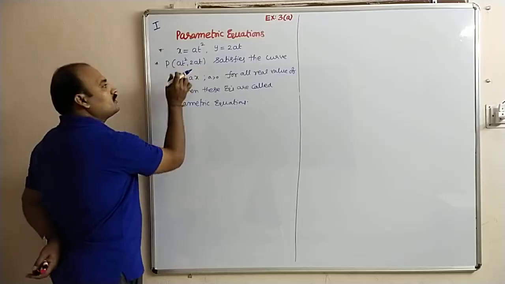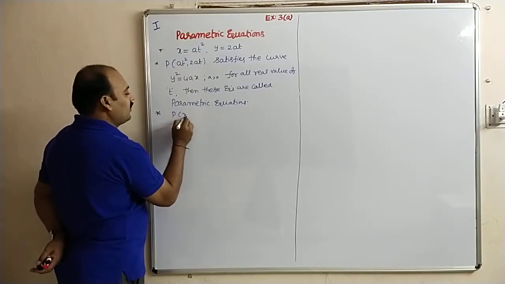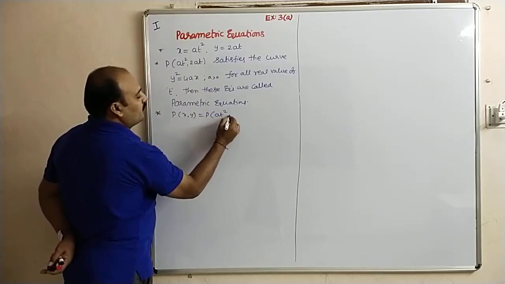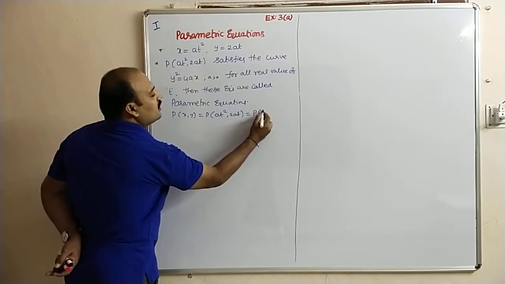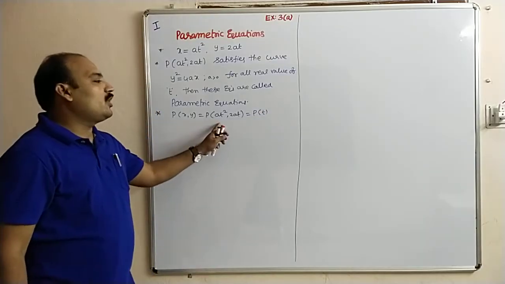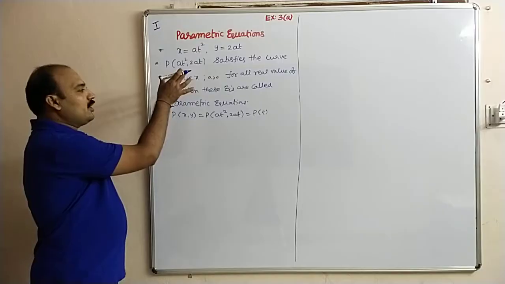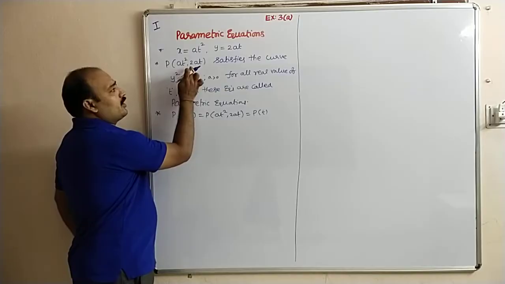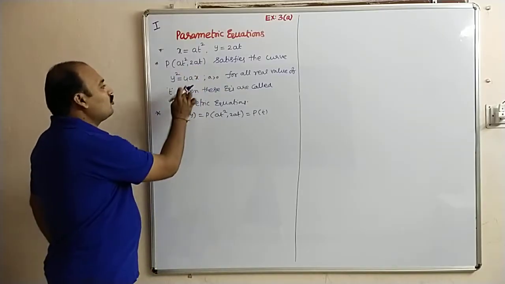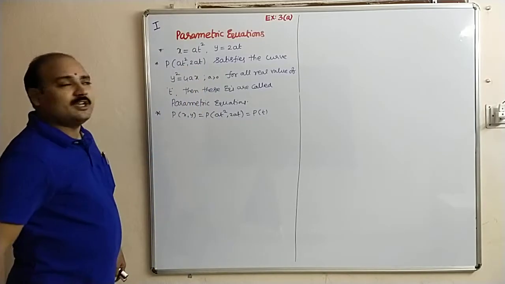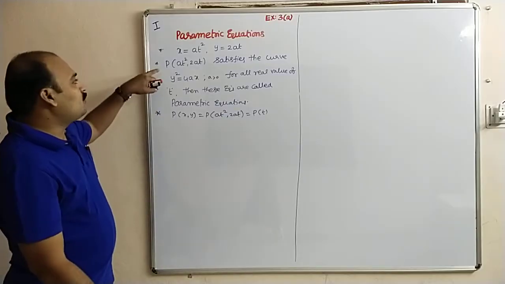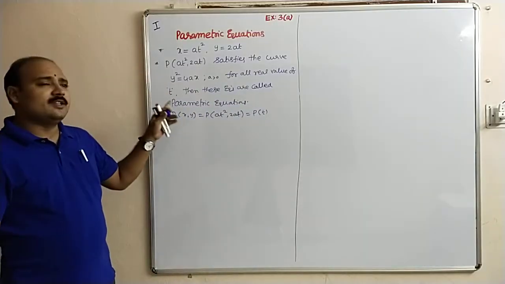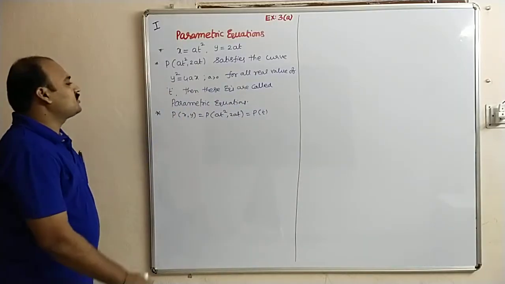If you write as a point, we can write as P of (x, y), x is equal to, y is equal to, so P of (at square, 2at). Simply we can write as P of t. The meaning of P of t is (at square, 2at). These are the parametric points which are satisfying the given curve y square equal to 4ax. See here, y square, that means 2at whole square, 4a square t square. 4a into a t square, that means 4a square t square. Both sides are equal. So this point is satisfying the curve y square equal to 4ax for all real values of t. Then these equations are called parametric equations.